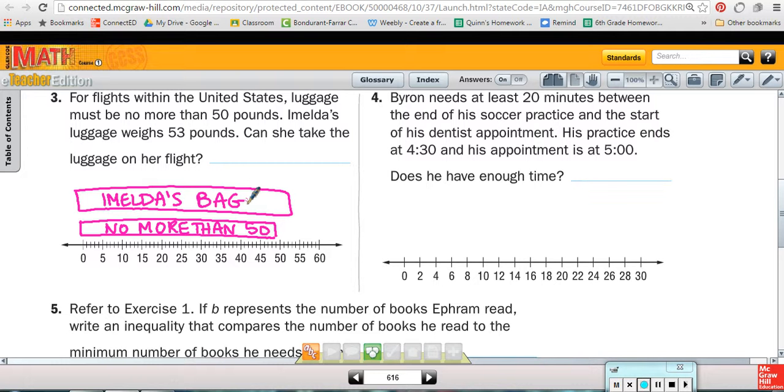Can she take the luggage on her flight? No. Now, technically, actually, you can. You just have to pay extra money for the luggage. But in this situation, they're telling us she can't. So no, she can't take the luggage on her flight.